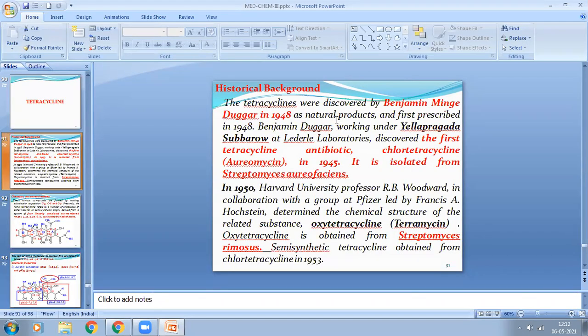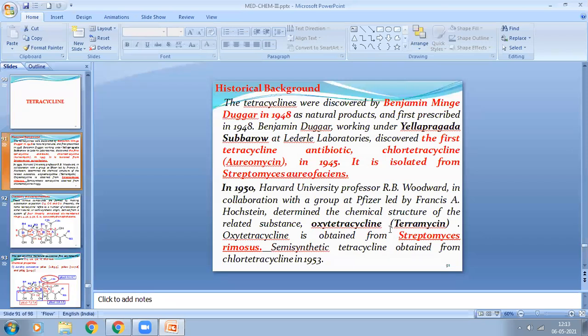Subsequently, in 1950, the scientist R.B. Woodward, who was working in Pfizer, discovered the second tetracycline, called oxytetracycline. It is also known as terramycin, and it is obtained from the Streptomyces rimosus. Semi-synthetic tetracycline was obtained from chlortetracycline in the year 1953.